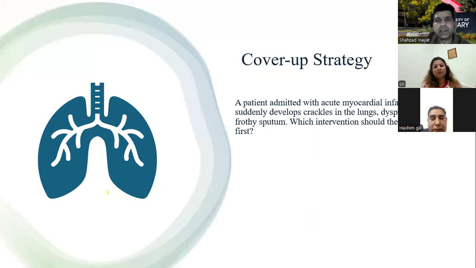Okay, so the next strategy is the cover-up strategy. You need to cover the responses and then try to find the answers based on your knowledge. Say, for example, here is a question. Let me read the question for you folks. A patient admitted with acute myocardial infarction (MI) suddenly develops crackles in the lungs, dyspnea, and pink frothy sputum. Which intervention should the nurse perform here? So again, we need to find the keywords in the question.